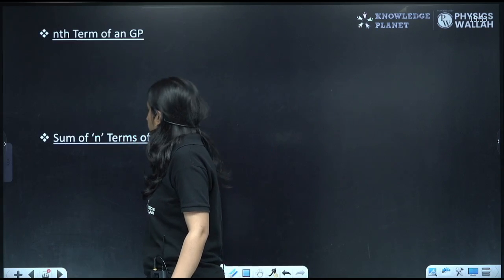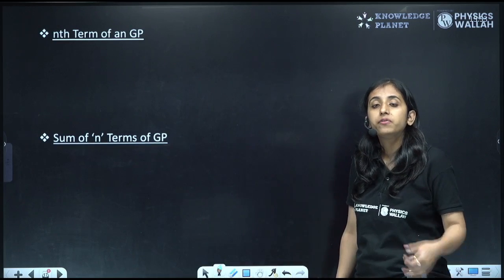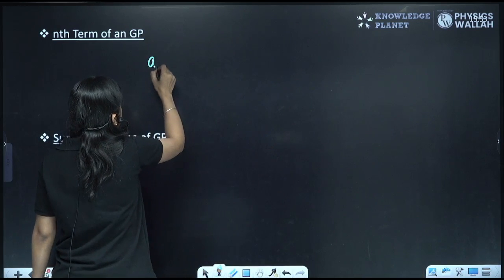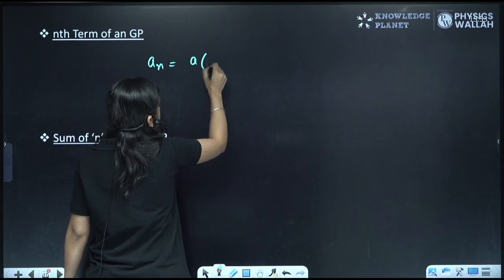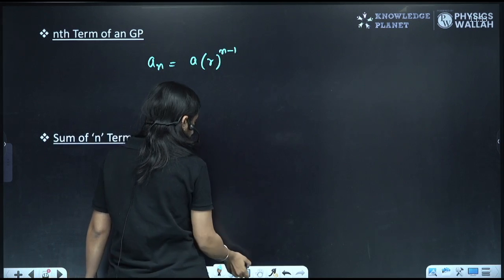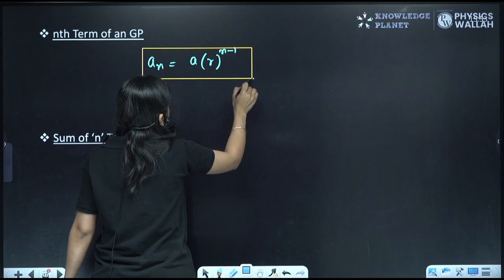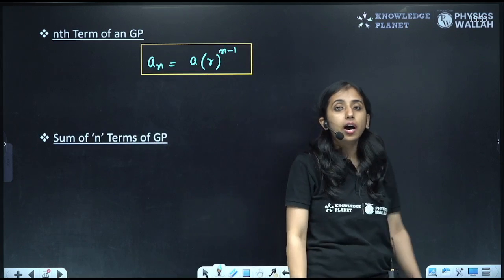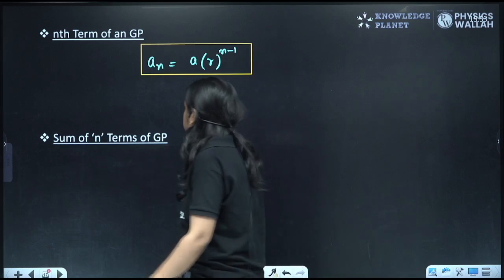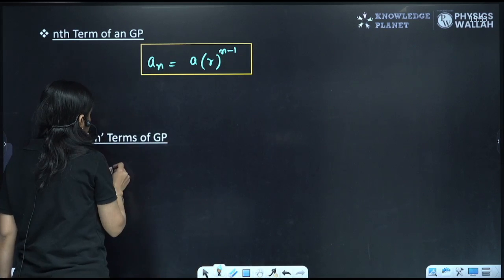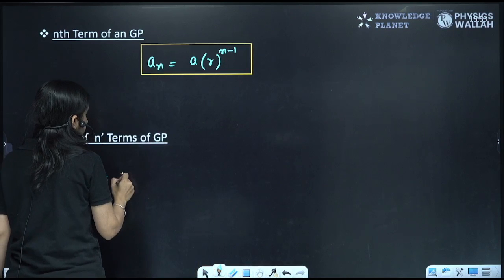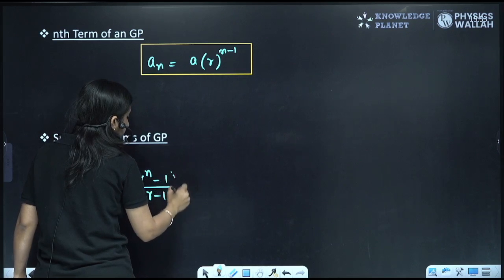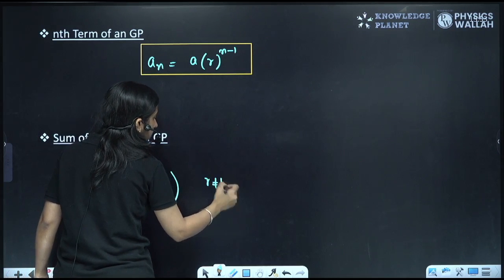Now see, the nth term of a GP. If we are given a geometric progression and we have to find its nth term, then the nth term of a GP is given by a into r raised to the power n minus 1, where r is the common ratio and a is our first term. Sum of n terms of a GP: the sum of n terms of a GP is a into r raised to the power n minus 1, divided by r minus 1, where r cannot be equal to 1.